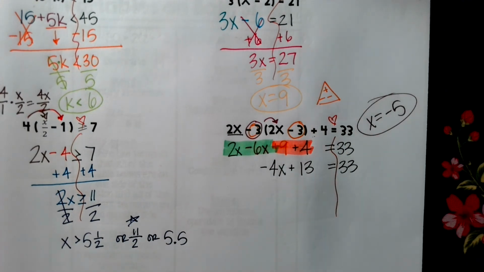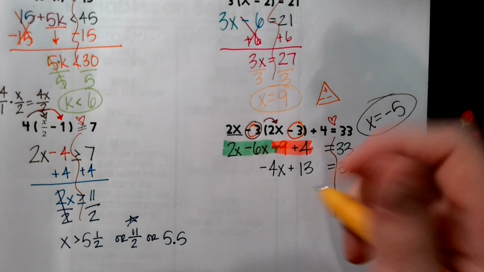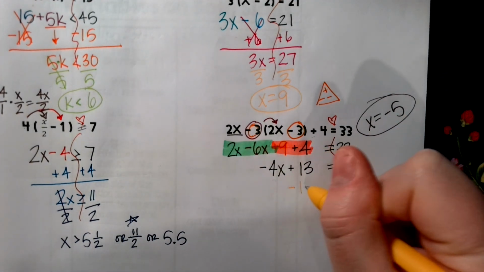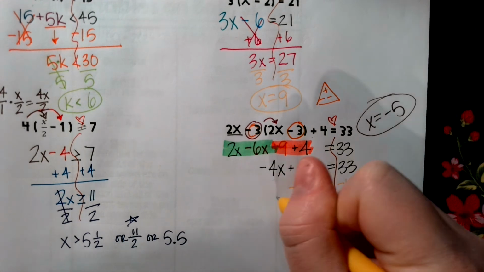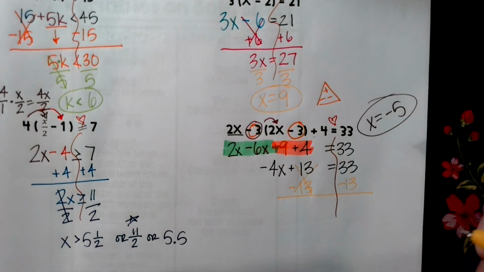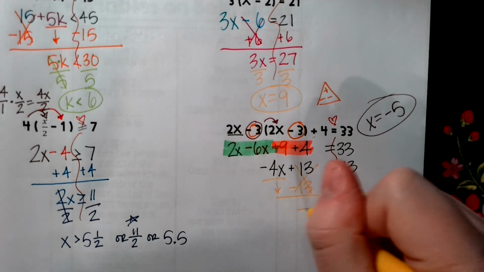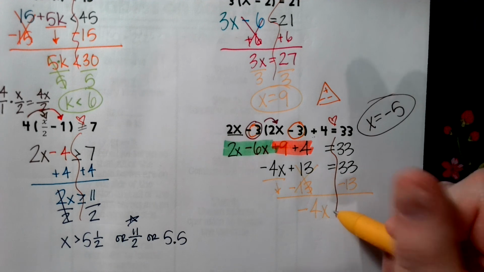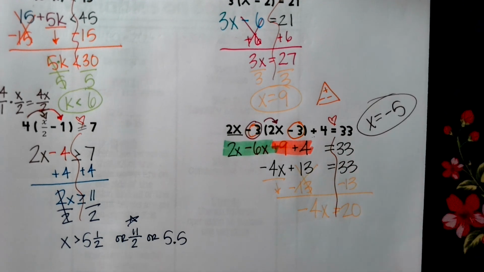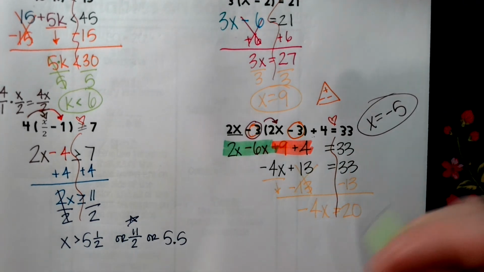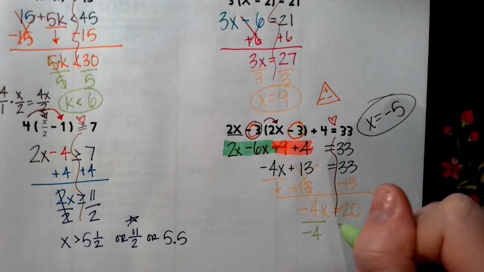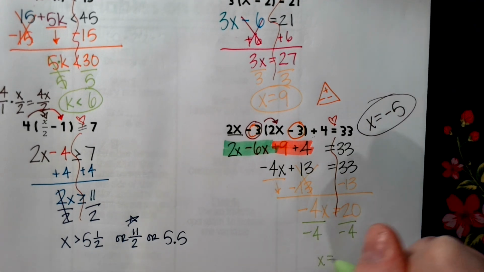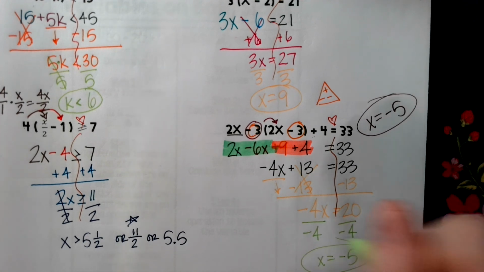And now we go back. We've combined our like terms. Now we're going to add, subtract, because we're doing GEM-DOS backwards. We're doing SAD and MEG. So we need to subtract 13 from both sides. Those 13s cancel. I need to bring down that -4x. 33 minus 13 is 20. Then I need to divide both sides by -4. And that's how we get x is equal to -5 for our answer.